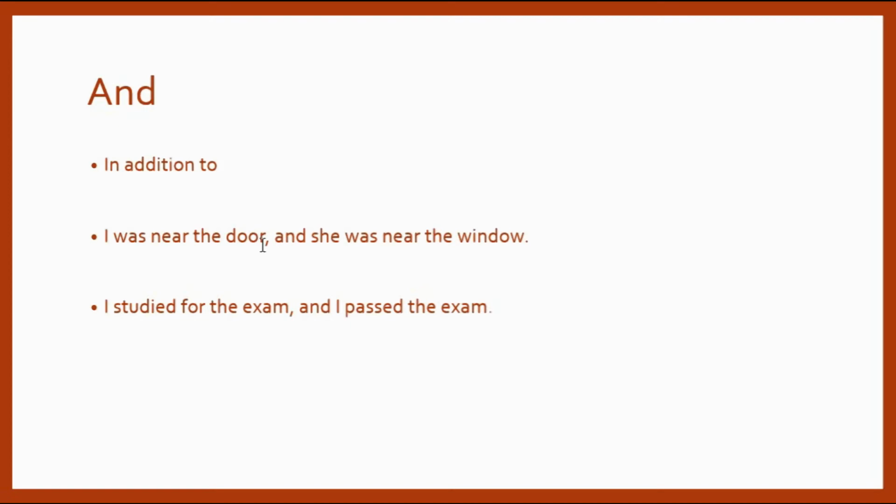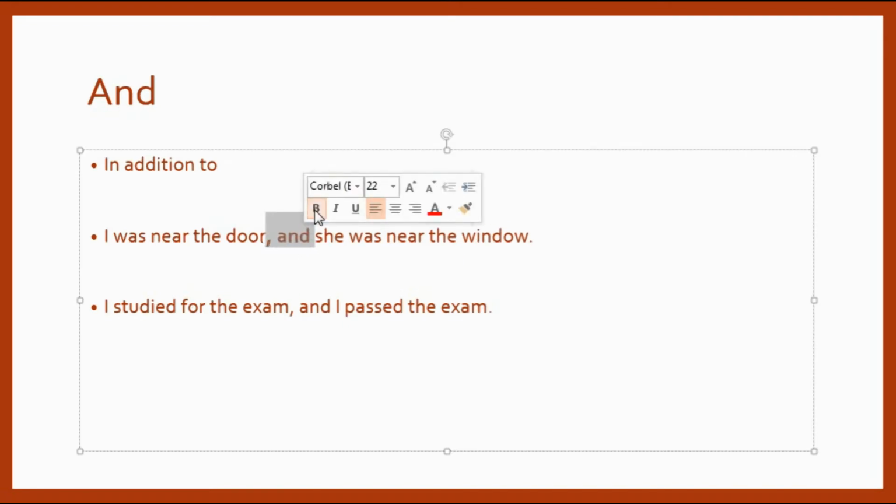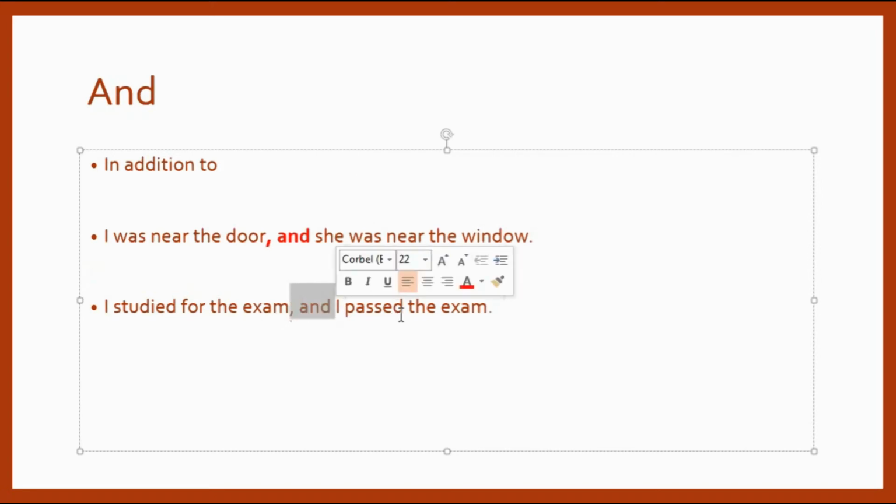I was near the door, and she was near the window. This is my fanboys here, and this is my comma, right? Most importantly, the comma is the most important part, so you should remember it. I studied for the exam, comma, and I passed the exam. So I am connecting two things. In addition to this, that happened.